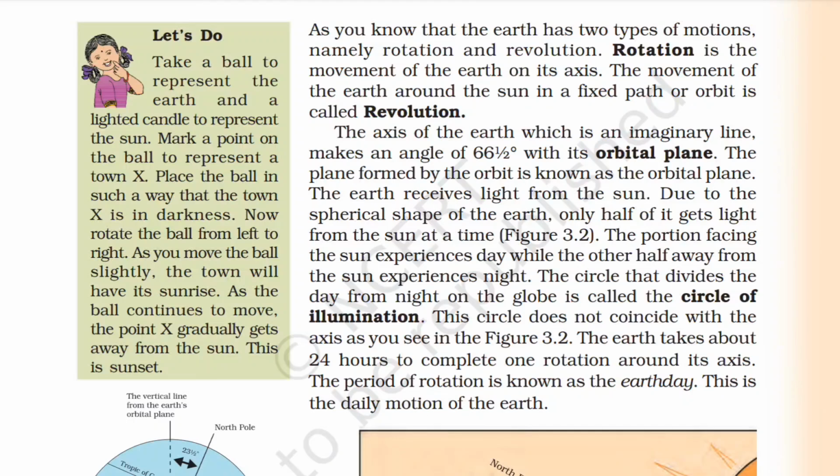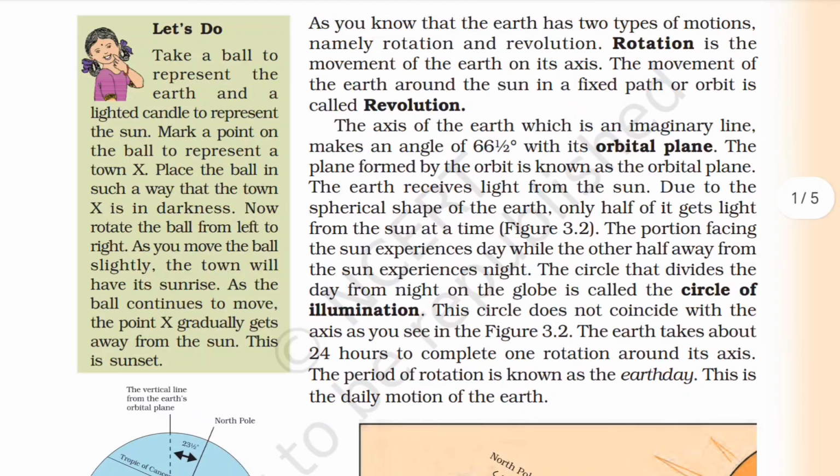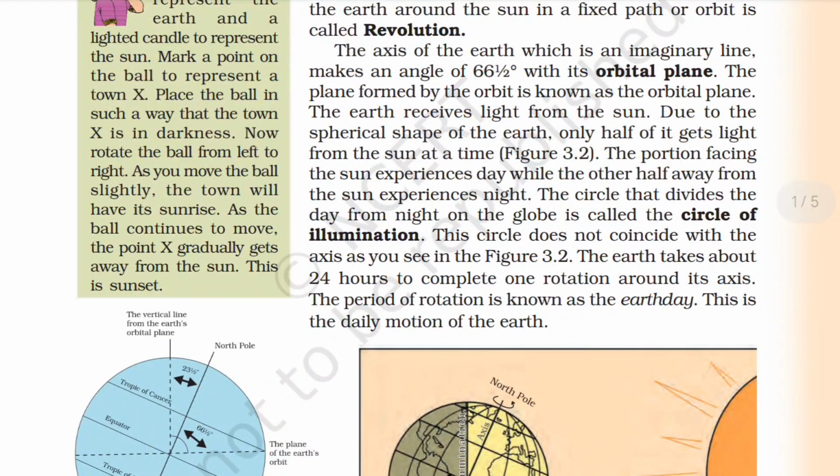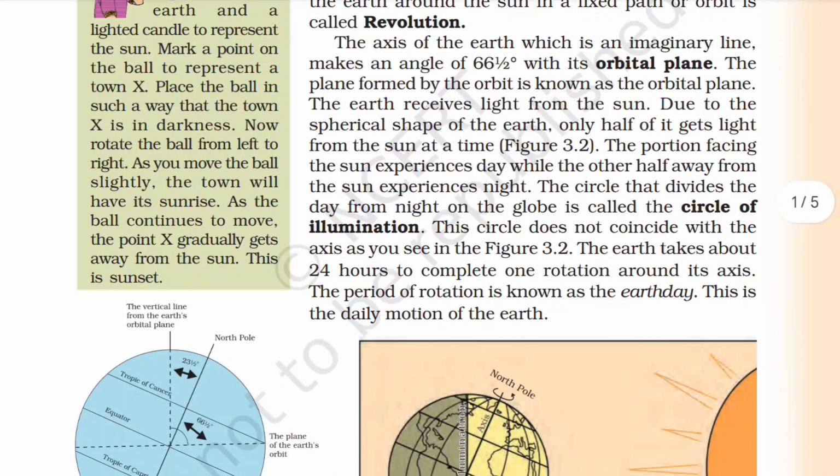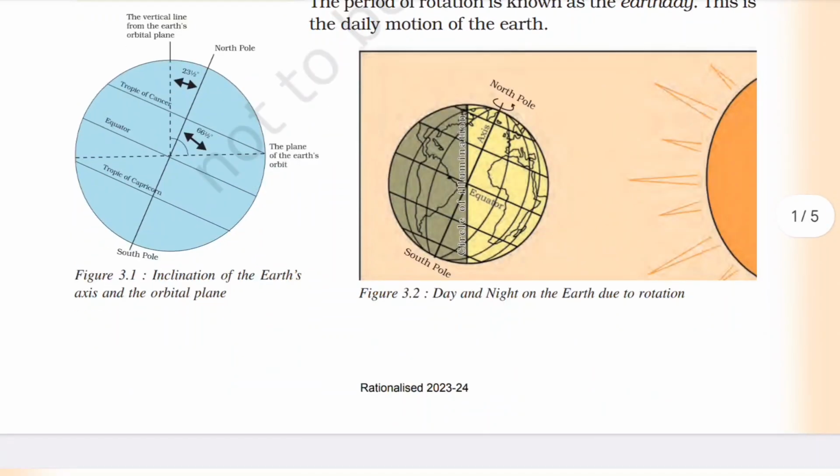The circle that divides day from night on the globe is called the circle of illumination. This circle does not coincide with the axis, as you see in figure 3.2. The earth takes about 24 hours to complete one rotation around its axis. The period of rotation is known as the earth day. This is the daily motion of the earth.